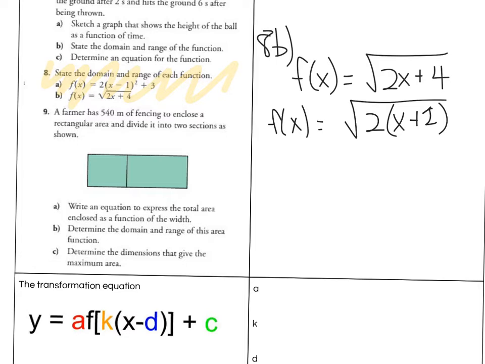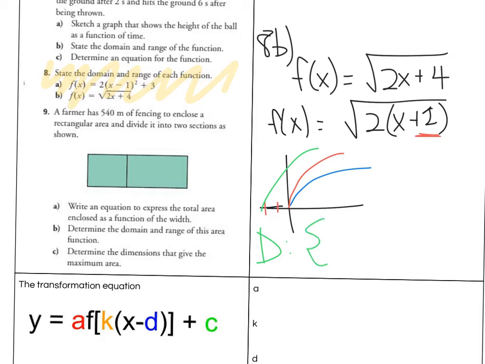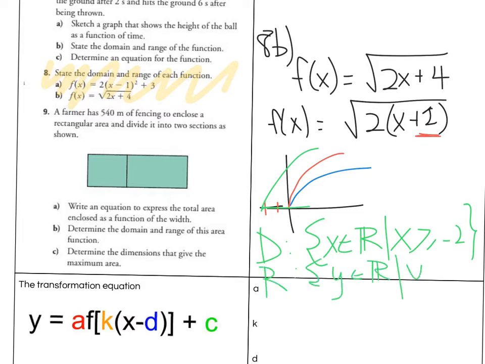If I am visualizing in my head, or I can actually sketch graphs, the parent originally starts here at 0 and goes up. Now I'm vertically compressing it, so it's going to get like this. And then the translation means 2 left, 1, 2, and so it's going to look, I'm going to use another color, like this. So then our domain would be x belongs to R, and x is greater than or equal to negative 2. So it starts here and goes that way. And then the range would be y belongs to R, y is greater than or equal to 0.